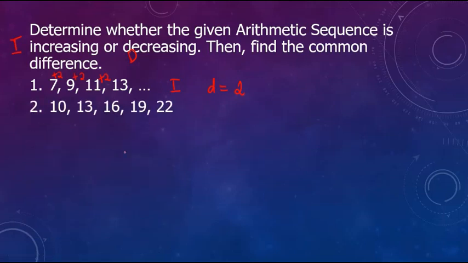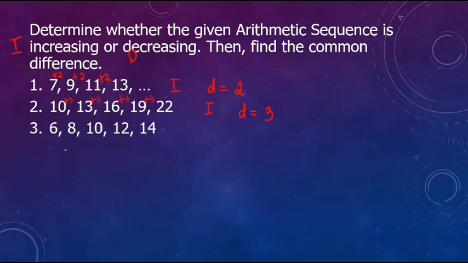Okay, next. We have 10, 13, 16, 19, 22. Pababa or pataas? Pataas. So again, this is increasing. So, ang common difference nyo dapat positive kasi increasing yan eh. So, what is the common difference? So, 10 plus 3 that is 13. 13 plus 3 that is 16. 16 plus 3 that is 19. 19 plus 3 that is 22. So therefore, the common difference is 3.